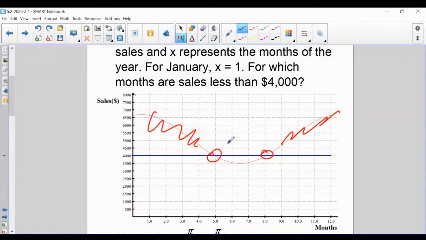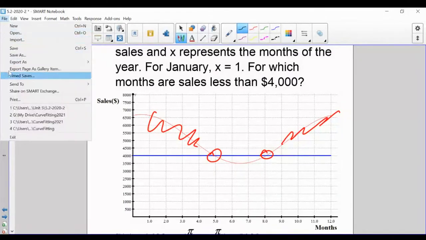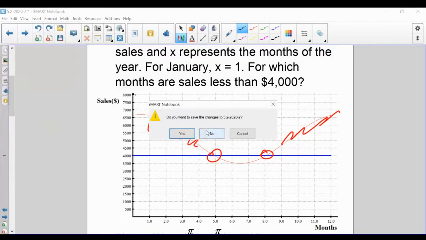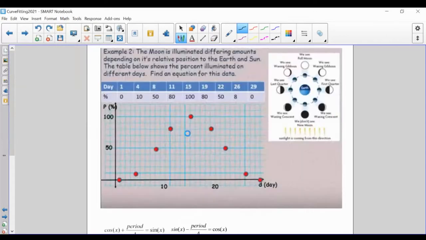I'm going to move on to something called curve fitting. You've kind of done this stuff before, but not necessarily with trig functions. I'm going to walk you through how that works with trig functions. So let's get to that right here. Actually, let me take, which one should I take? I'll take this one.